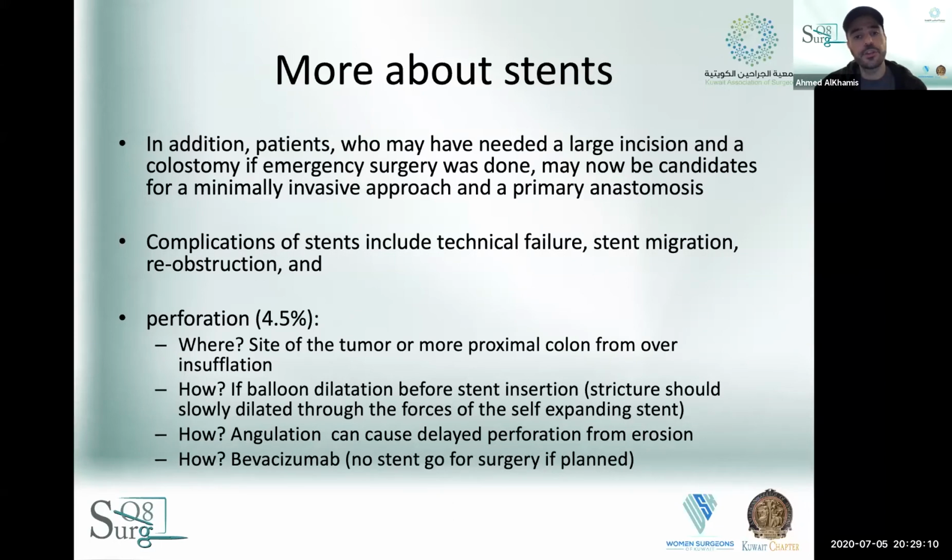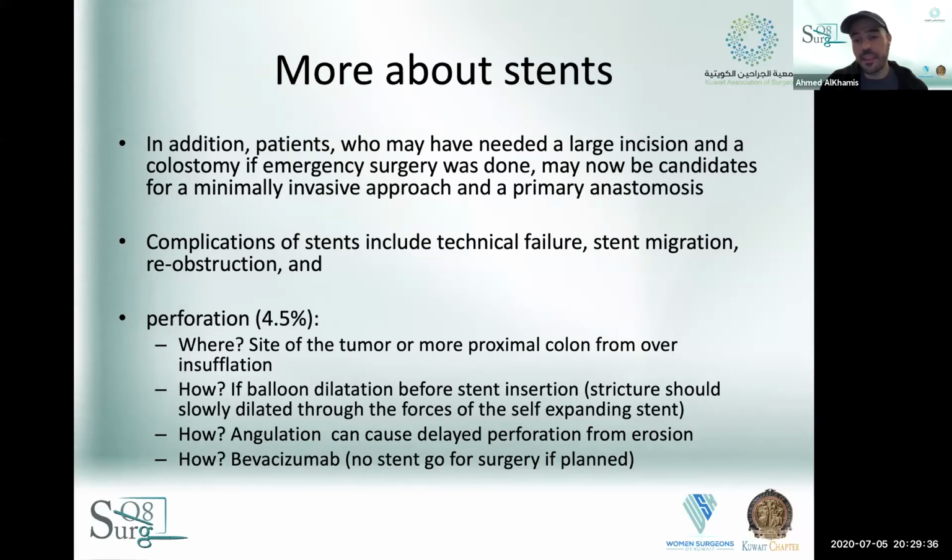So in addition, patients who may have needed a large incision, and so that's already discussed. But then, of course, when you counsel the patient, you have to explain that stenting is not a guarantee to prevent the patient from having surgery even within the next few hours, because stenting, unfortunately, is a procedure, so it has its own complications.